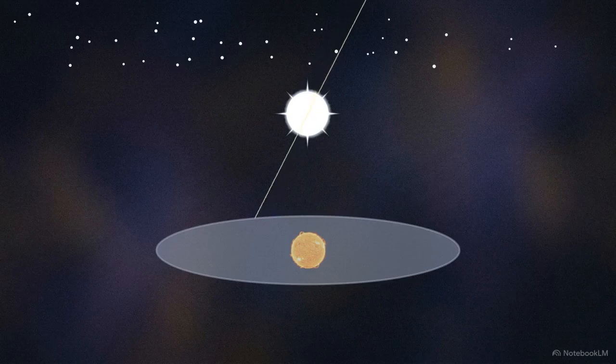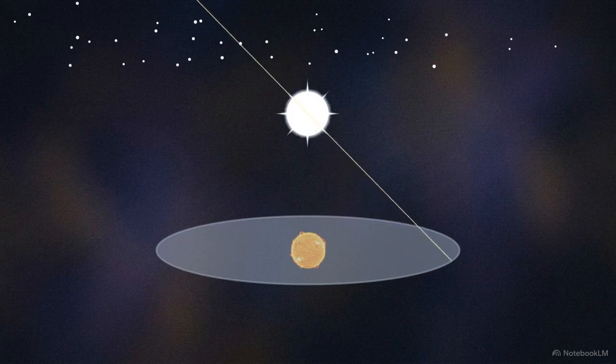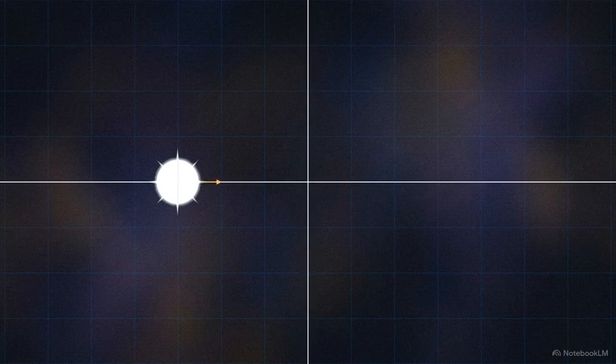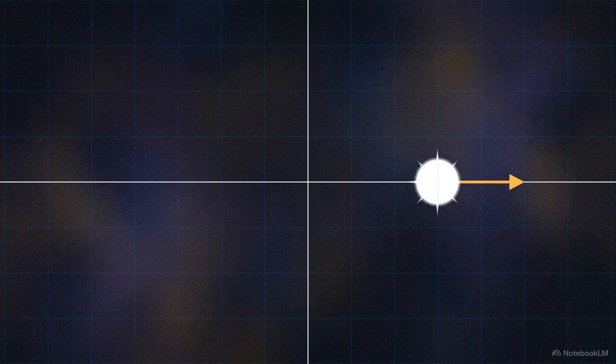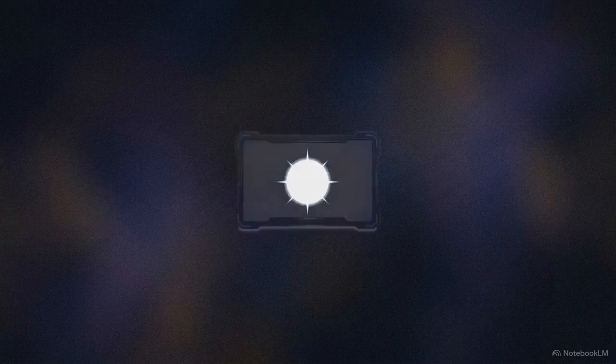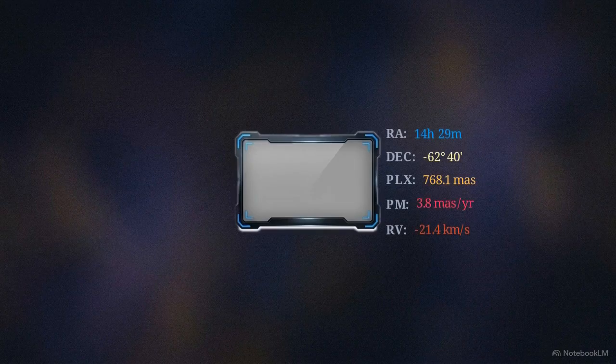By measuring how a star appears to shift against the background as Earth orbits the Sun, we can calculate its exact geometric distance and anchor it in space. Next is proper motion. This measurement tracks the star's observable sideways movement across the celestial sphere over time, showing us its transverse speed relative to our line of sight. Finally, we measure radial velocity. By analyzing the Doppler shift in the star's light, we can determine how fast it is moving directly toward or away from the solar system.